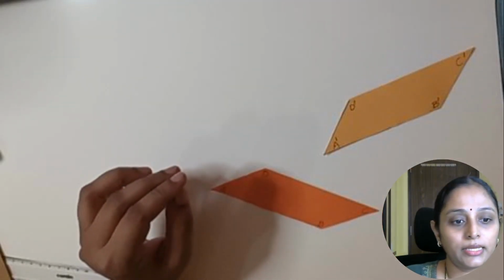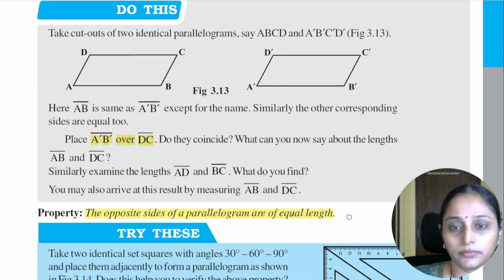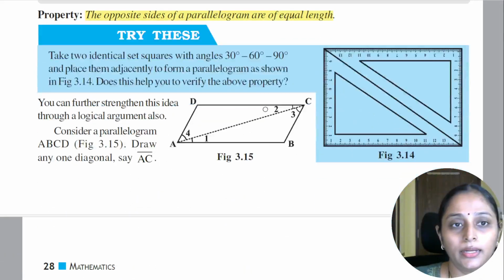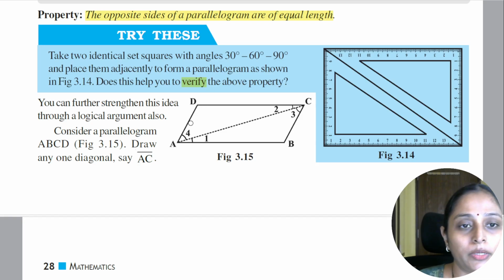Next, what are they saying? They're asking us to verify the above property using set squares, right? Verify the above property using set squares. Let us do that also.